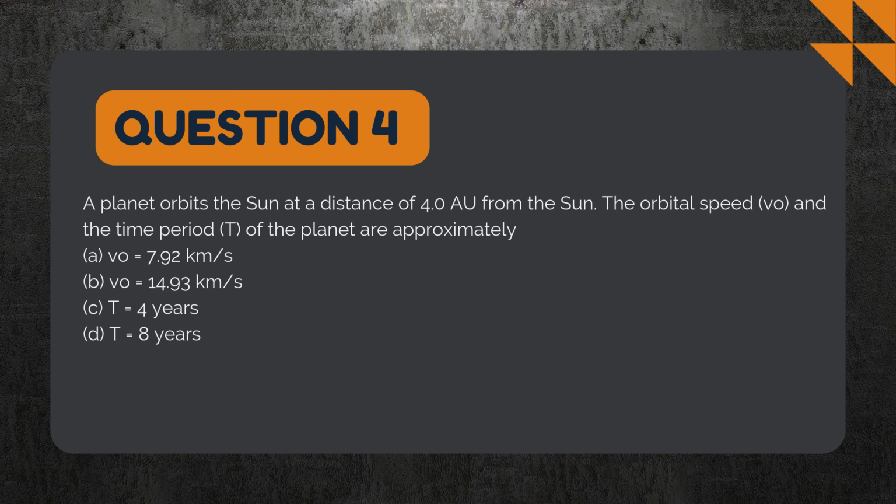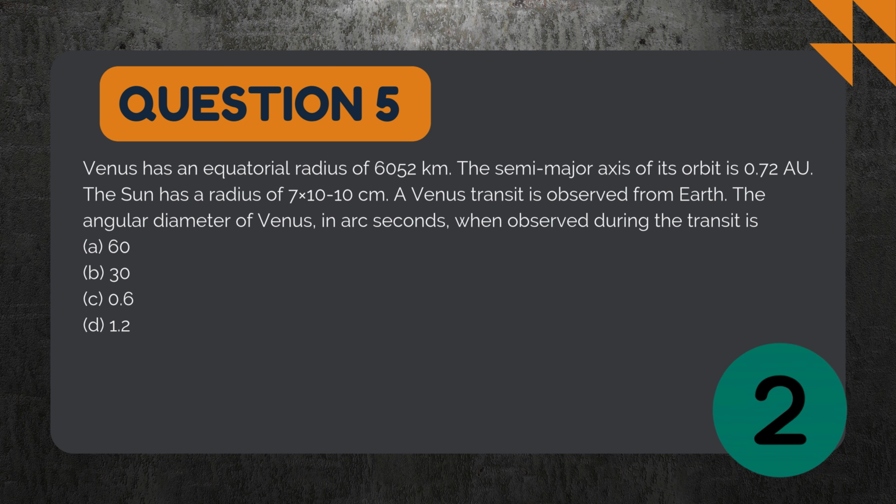Question 5. Venus has a radius of 6,052 kilometers and orbits at 0.72 astronomical unit. During a transit, the angular diameter of Venus as seen from Earth is approximately A. 60 arcsecond, B. 30 arcsecond, C. 0.6 arcsecond, D. 1.2 arcsecond. Correct answer is A. 60 arcsecond.